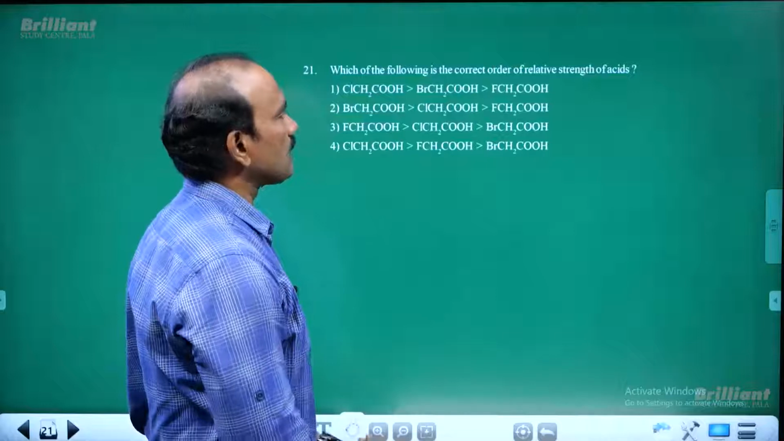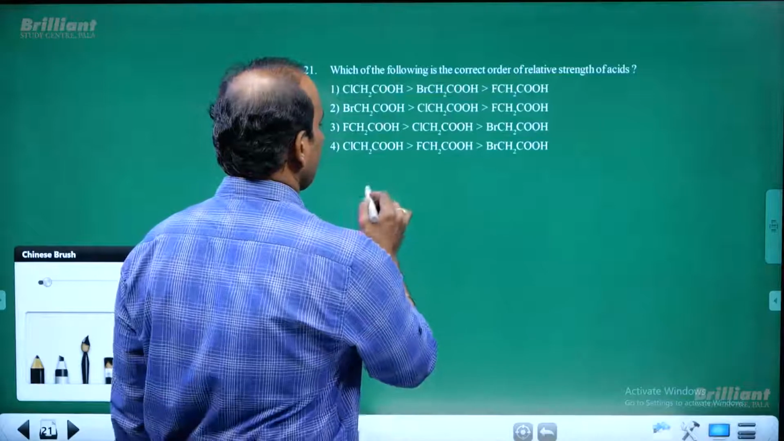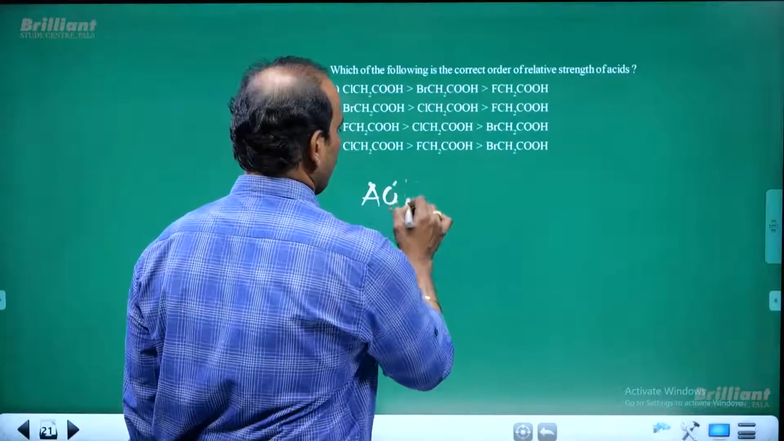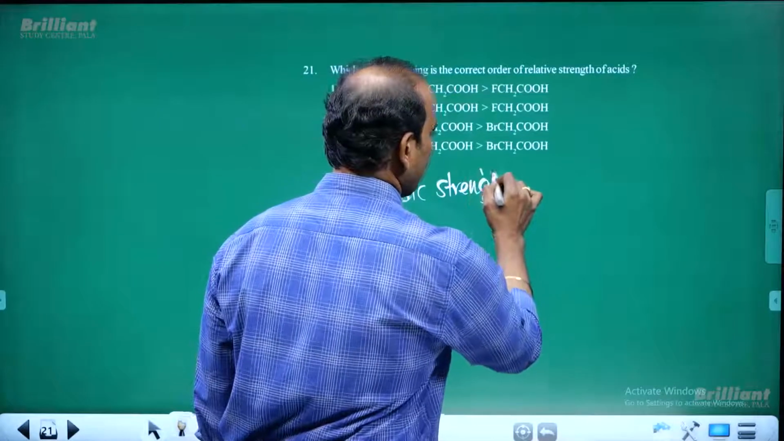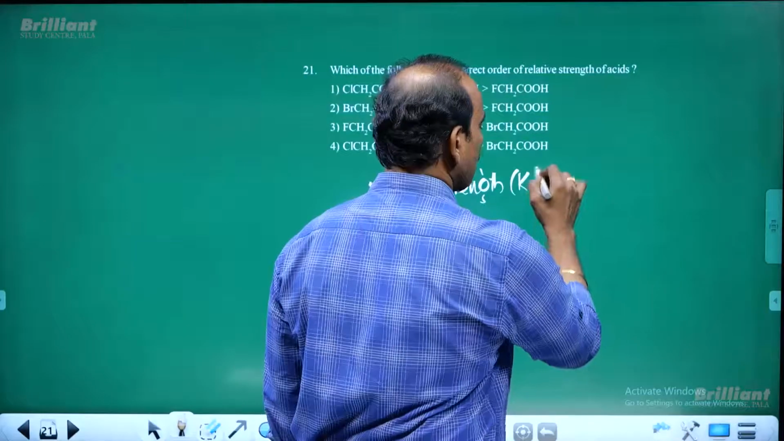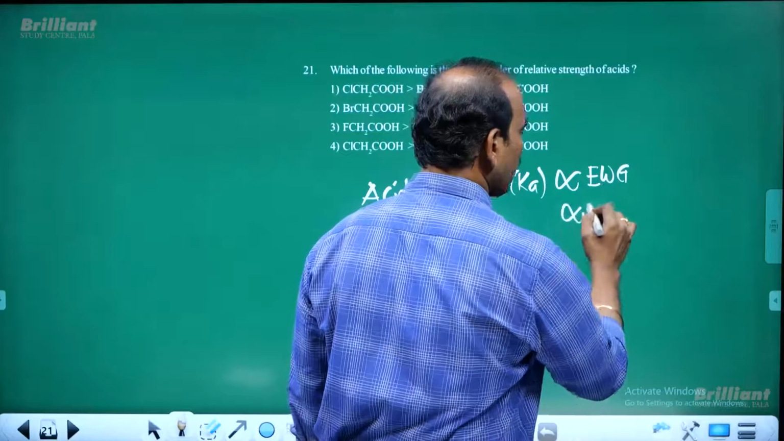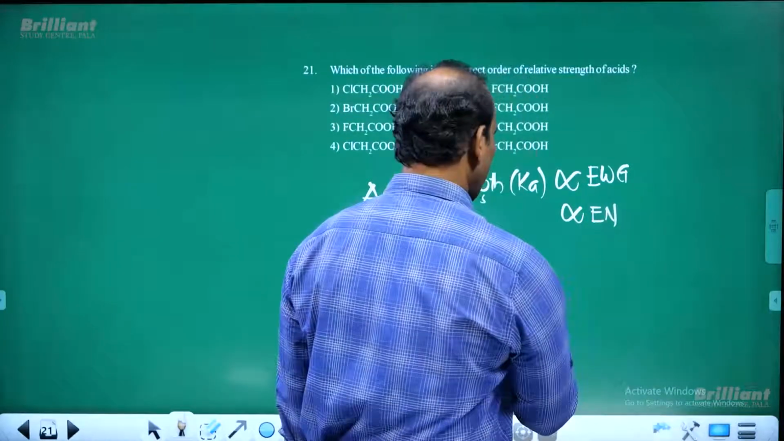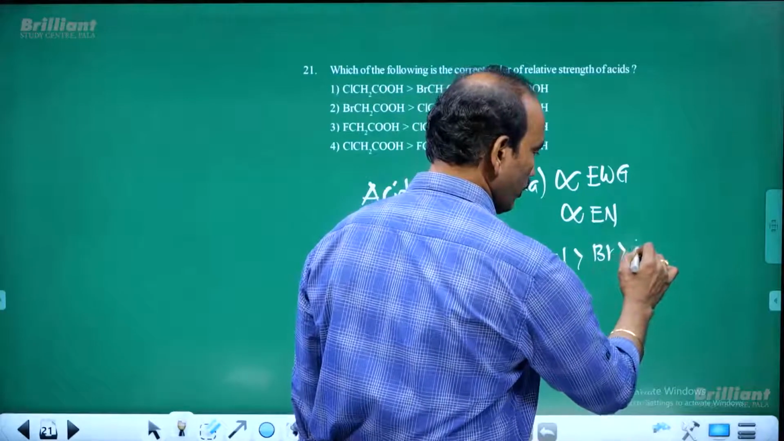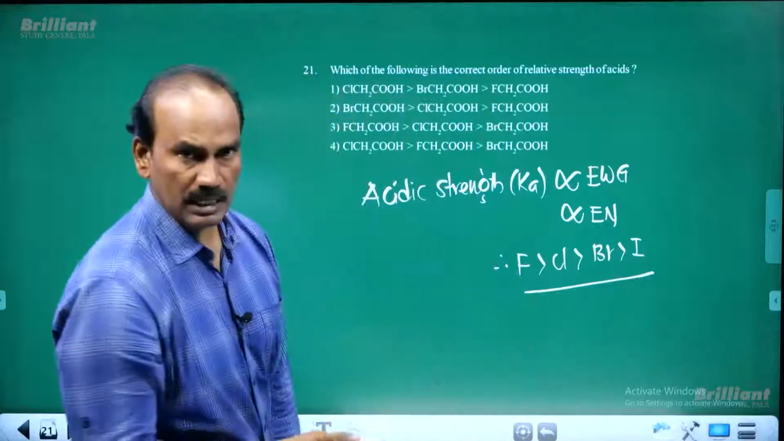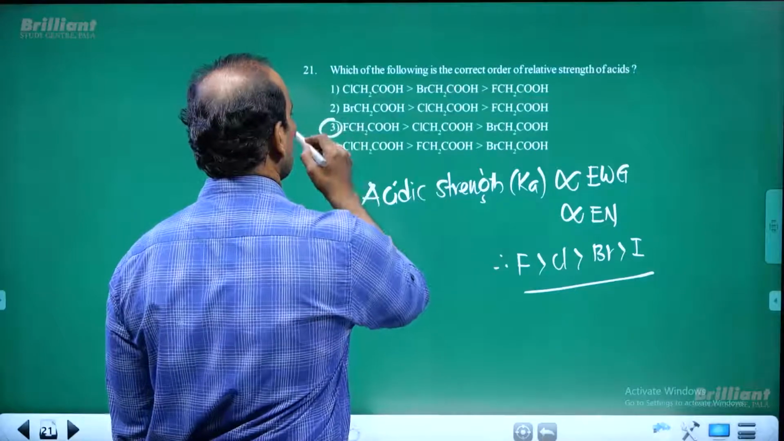Which of the following is the correct order related to acidic strength? Acidic strength Ka is directly proportional to electron withdrawing groups. That means directly proportional to electronegativity. Therefore, fluorine greater than chlorine greater than bromine greater than iodine. The same acid has different halogens. So what is the answer for this one? This is the answer. Clear?